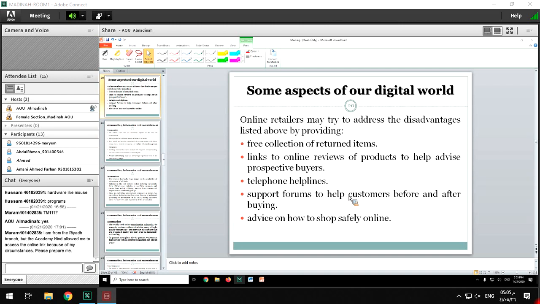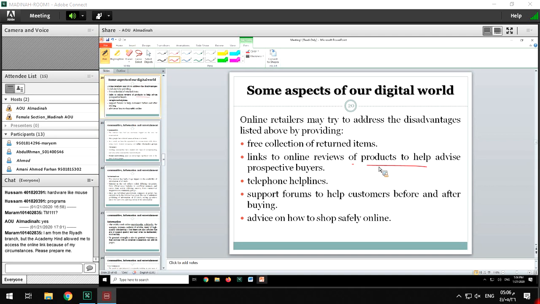Now, these disadvantages that the seller has can also be coped with by providing some facilities like free collection of returned items. For example, if you don't like the item, you can return the item. If there is an option of return and full refund of payments, you can simply go for the items, so the disadvantages can also be removed by providing some more services. For example, you can have a review of the products to advise the buyers, how the customers review the products or the feedback of the customers.